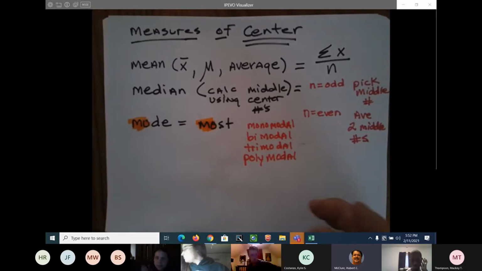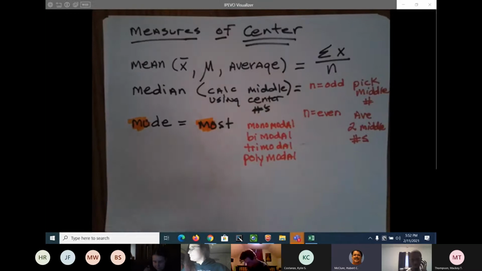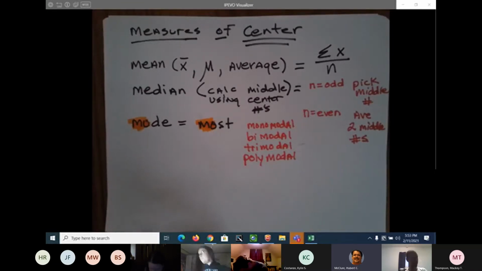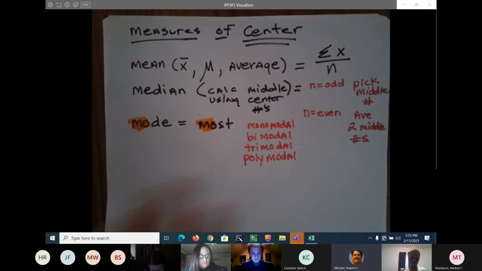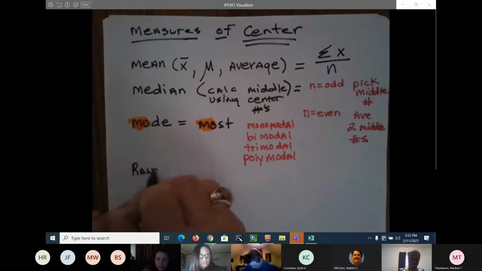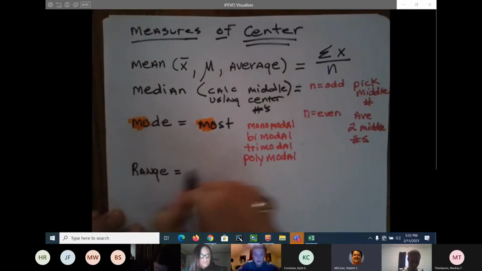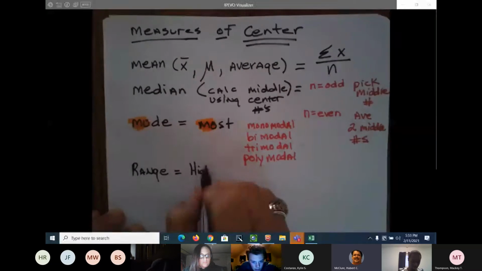Are the modes important? No, they're not. I don't know why we find them. I think it's one of those things that the early statisticians said we need to make something sound important, so we're going to do the mode. It's really, out of everything, the least valuable. I don't know why. I mean, range equals the highest minus the what? Lowest.